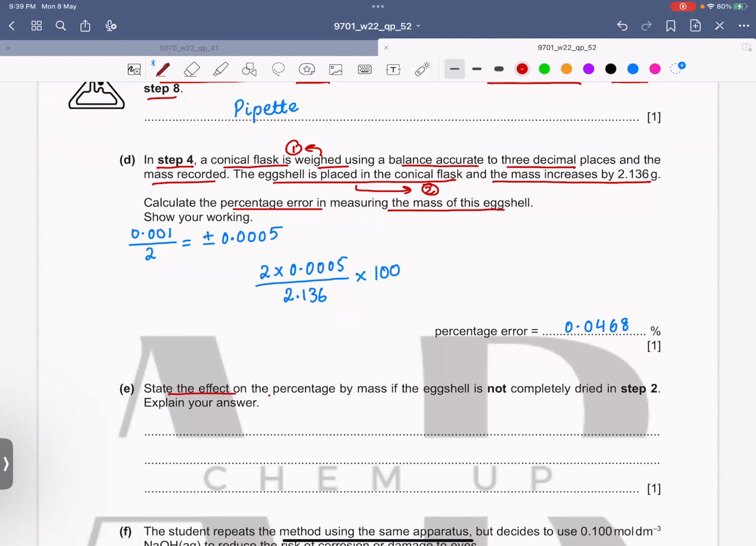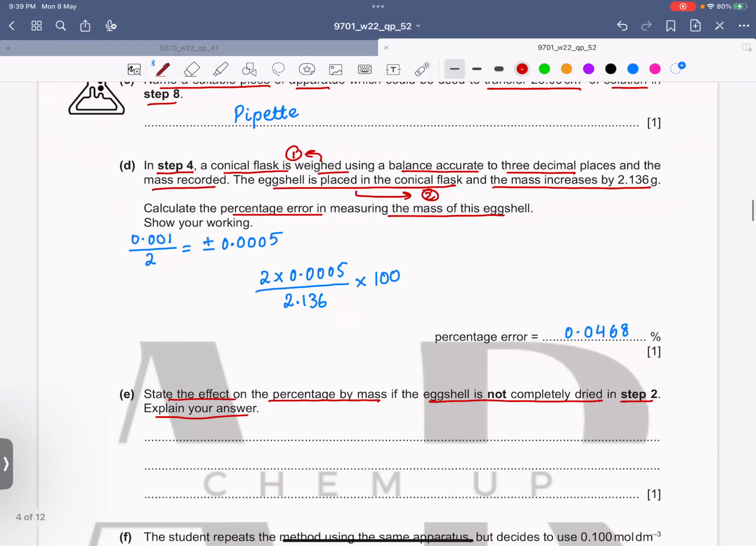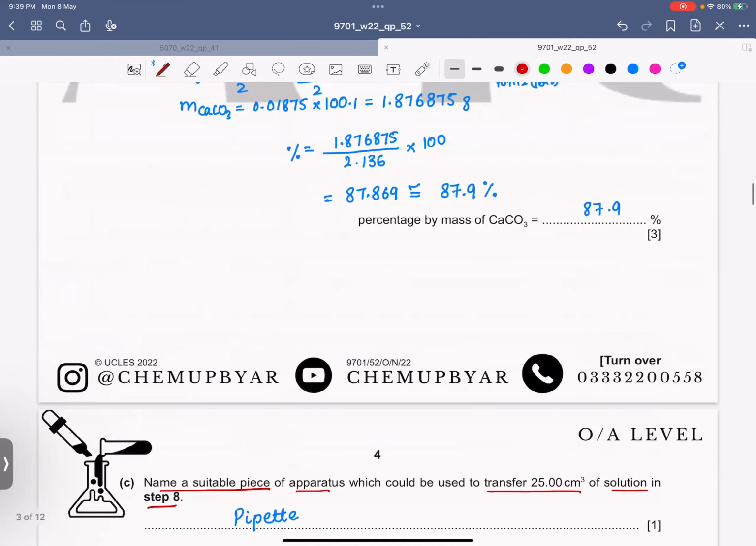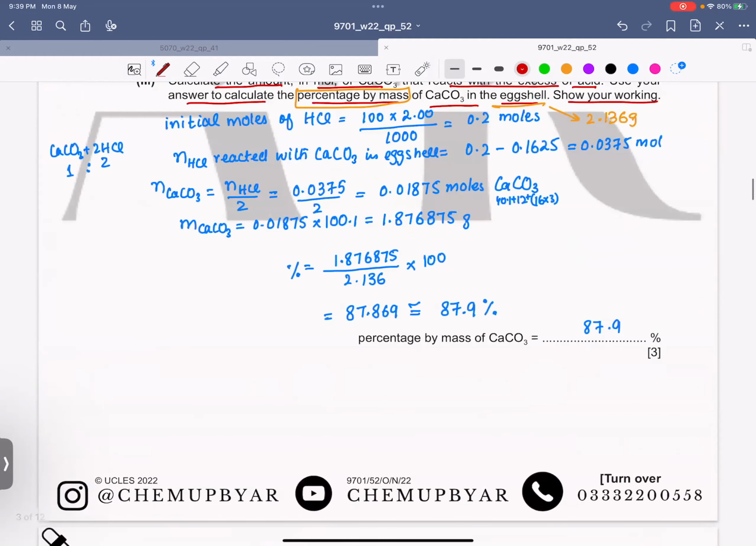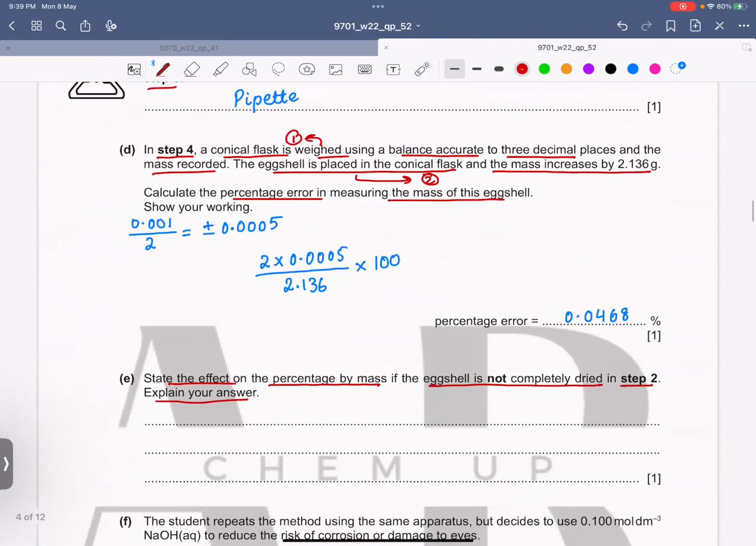State the effect on the percentage by mass if eggshell is not completely dried in step 2. Explain your answer. So, yes, can anybody tell me the answer? What would happen if all the water is not completely dried? So, just think, what they are asking is the effect on percentage by mass, right?